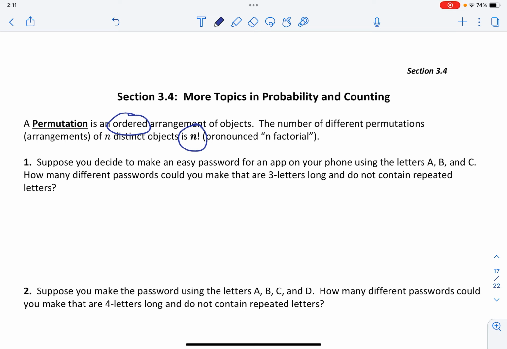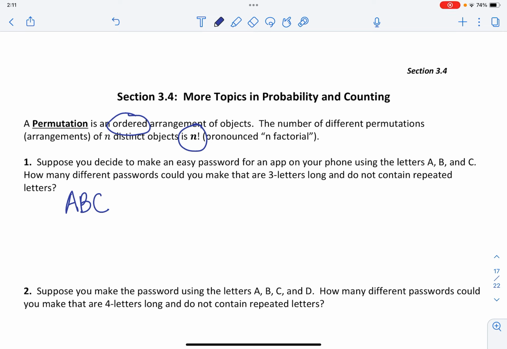Suppose you decide to make an easy password, and you can only use the letters A, B, C. So how many different passwords could you make? Notice here that the order matters, right? Like if your password was ABC, but then I typed in CBA, I'm not getting in your phone. I had to get it in the right order. So how many passwords are possible?